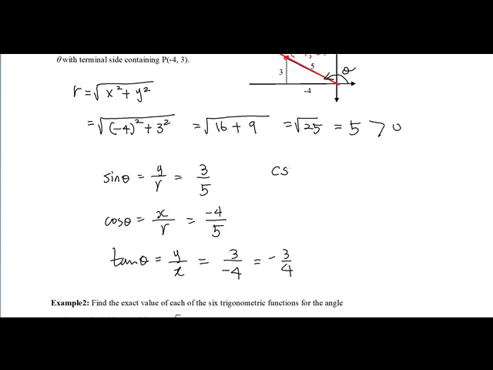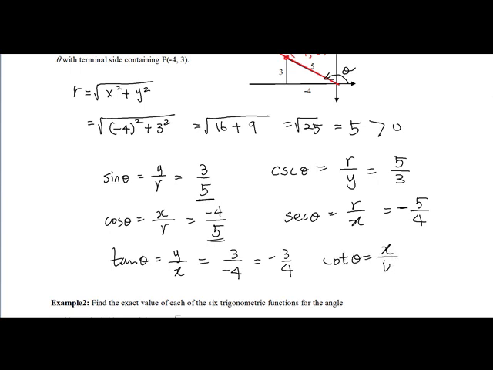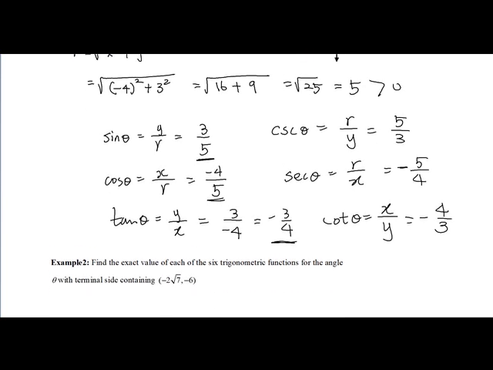Now cosecant theta is r over y, so you are inverting this fraction. So 5 over 3. Secant theta is r over x, so you're inverting this one, which is -5 over 4. Cotangent theta is x over y, so inverting the tangent fraction, which is -4/3. And that's how you do an example if you know a point on a terminal side.